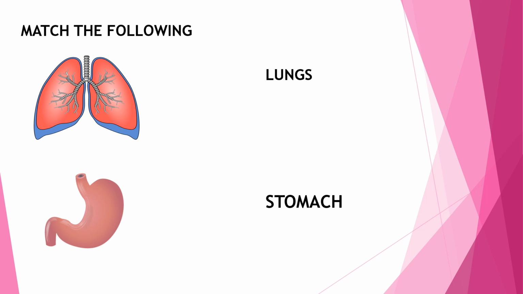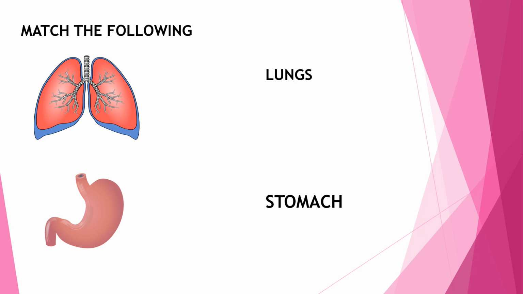Match the following. Children, here few diagrams are given and you need to match those diagrams with the name of those diagrams. Okay. So the first diagram given to you is the diagram of the main organ of the respiratory system, which takes in oxygen and gives it to the blood and takes carbon dioxide, and then we exhale carbon dioxide out of our body. Yes, this organ is lungs.